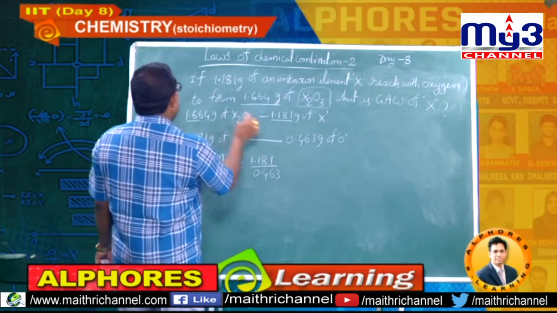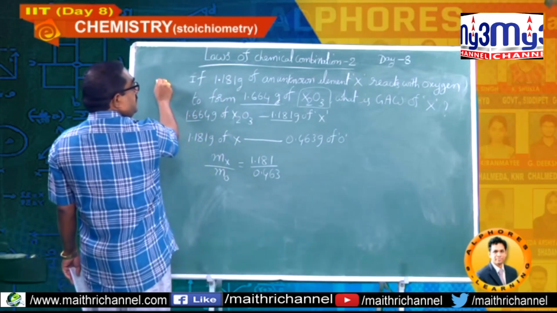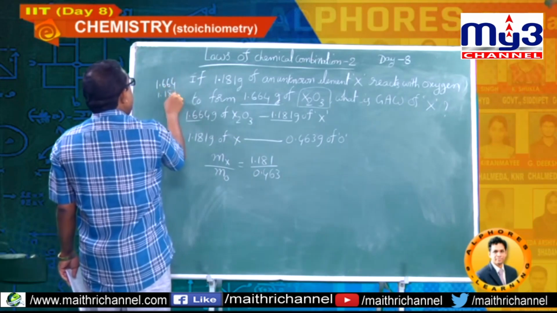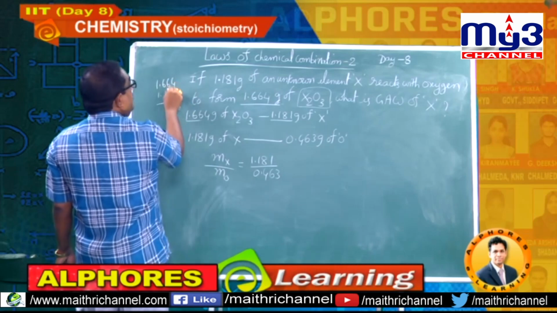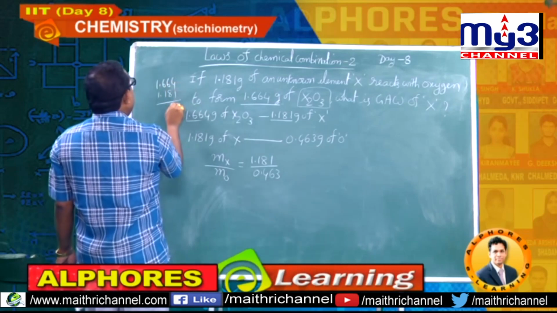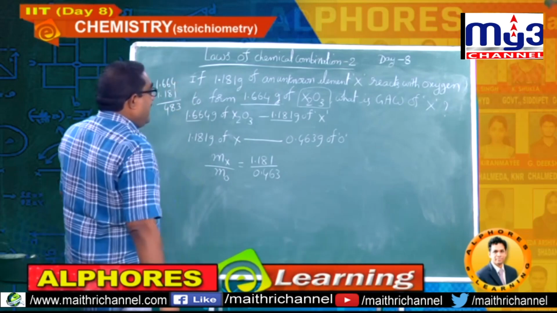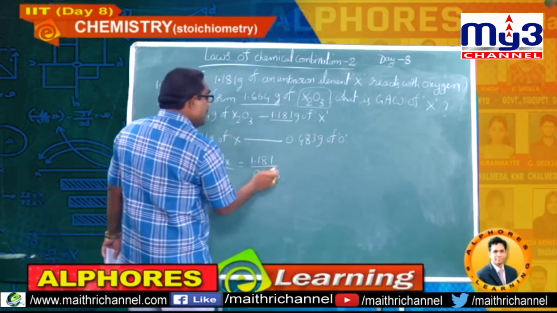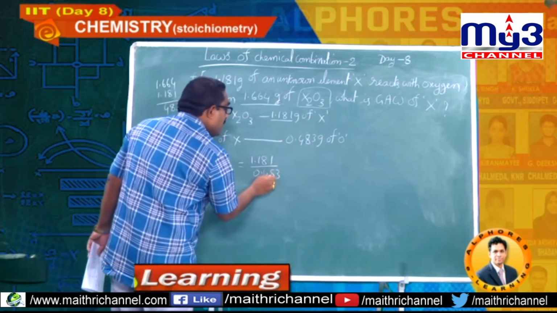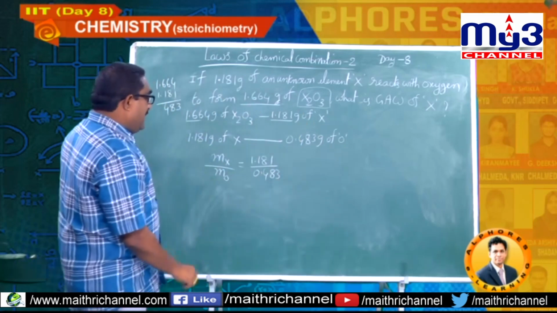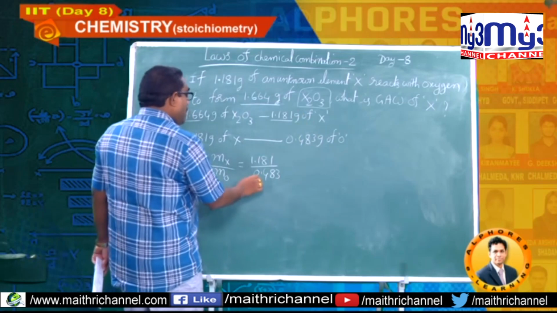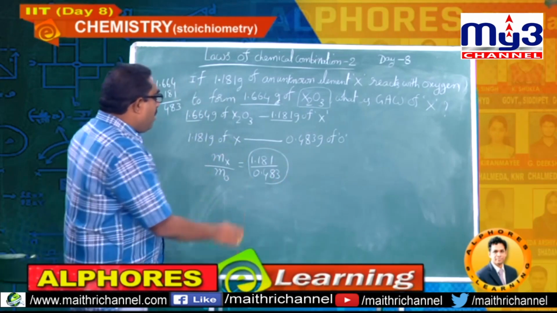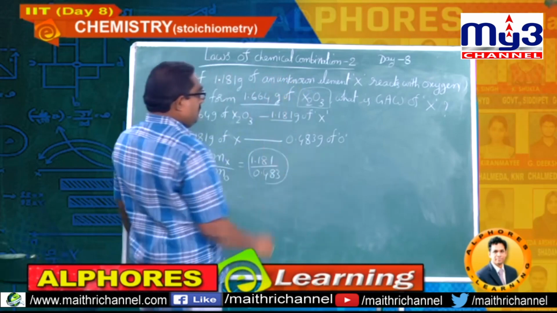463 or 483, just check it out, students. Wait, 1.664, 1.181, 3, 16, 8, I think it is 483, students. You please correct this, 483. So here also I am going to write it as 0.483. Okay. So now this is the mass ratio of X and oxygen in this compound.